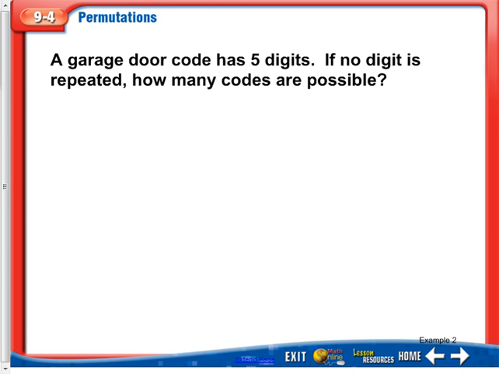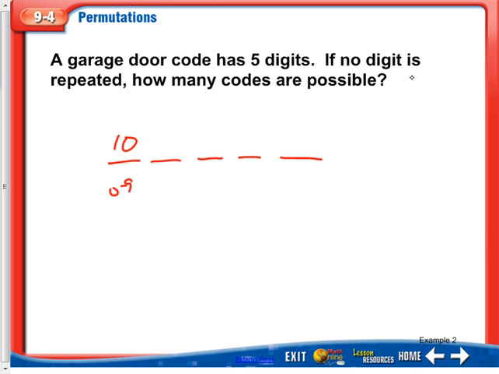A garage door code has 5 digits. If no digit is repeated, how many codes are possible? I'm going to draw my lines: 1, 2, 3, 4, 5. There are my 5 digits. Now, if I think about it, I have 0 through 9 for my possibilities. So that's 10 numbers, because 1 through 9 is 9, plus then I have 0, so that's 10.